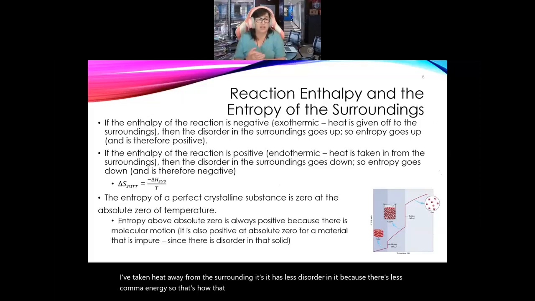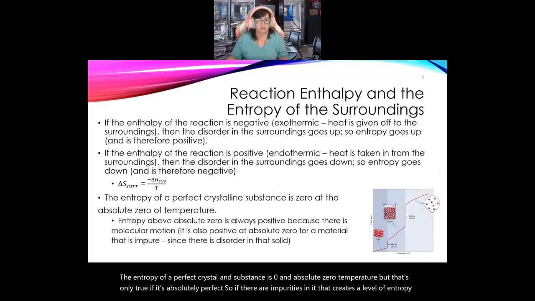Now the entropy of a perfect crystalline substance is 0 at absolute 0 of temperature. But that's only true if it's absolutely perfect. So if there are impurities in it, that creates a level of entropy. Okay? All right.